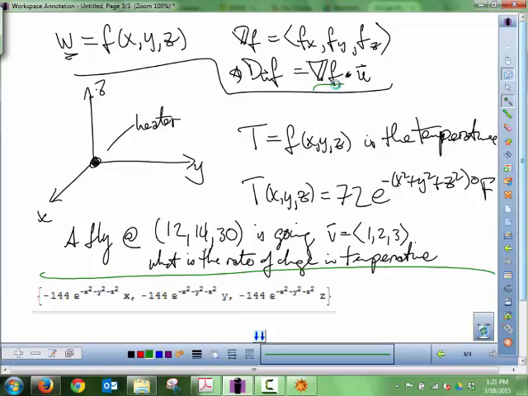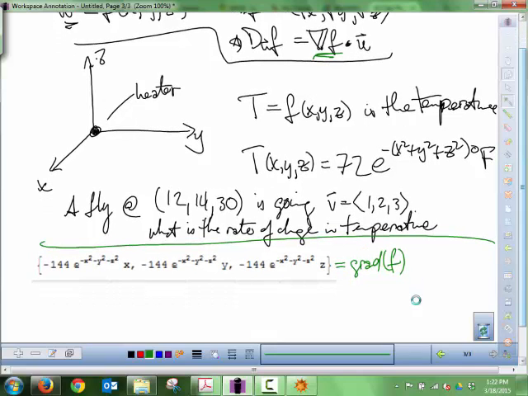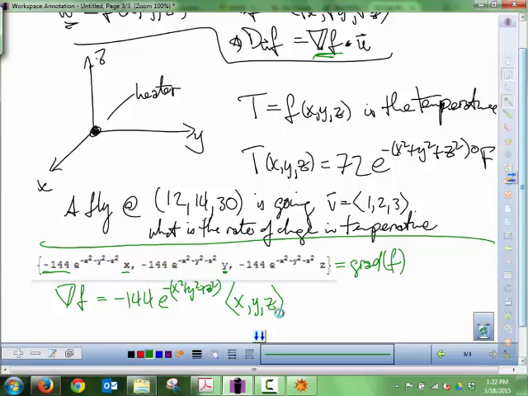So first I want the gradient. This is the gradient that I got. This is grad f. And I can actually simplify this a little bit, like I was saying, and that's to take out the negative 144 and then the e to the negative x squared plus y squared plus z squared. If I take that out, all I have left is an x and the x component, a y and a y component, and a z and a z component.